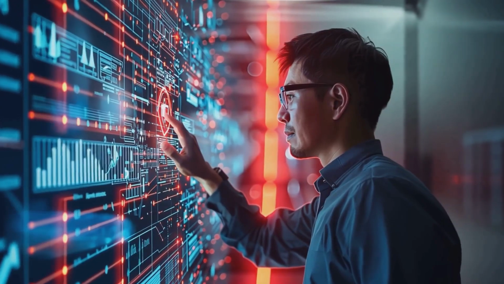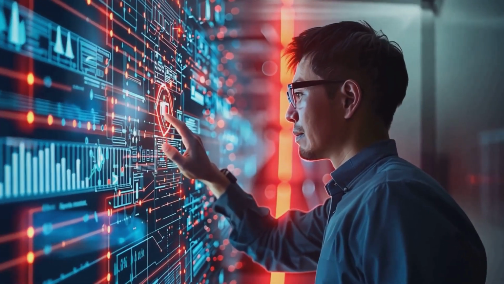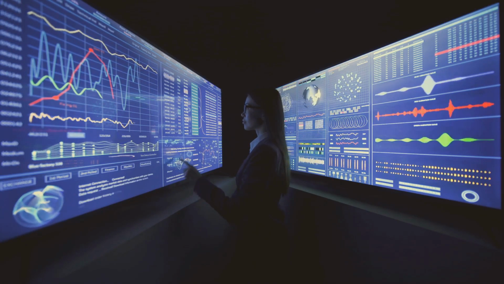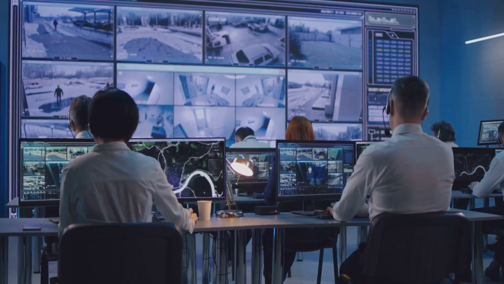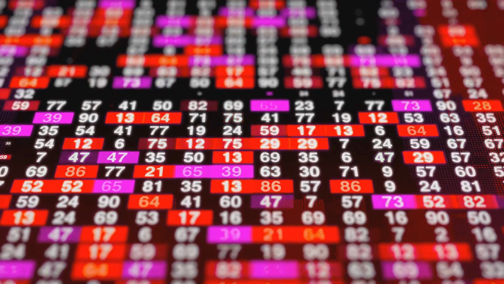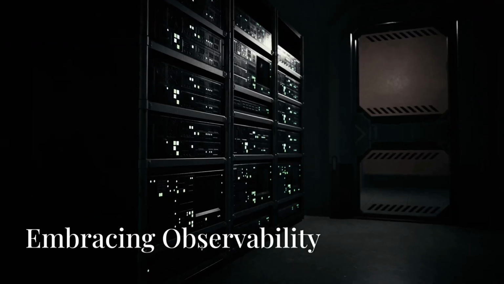They didn't just react to problems, they anticipated them. They had complete visibility into their system's behavior. This is the power of observability. It's about knowing the pulse of your system. It's about understanding its every beat, every rhythm.